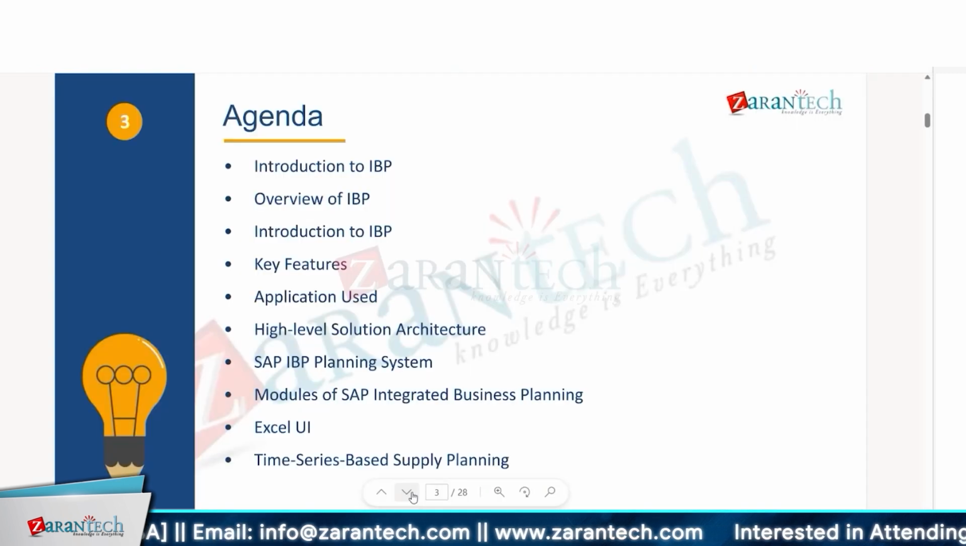Okay. Now we move on to the high level agenda for module one. Module one basically talks about the introduction of IBP, because it is extremely important for all of us to understand why IBP. Once that why question is answered in a proper way, and everybody in the organization is convinced, they will be ready to accept IBP with a broader mind. Then the overview of IBP, key features, applications used, high level solution architecture, how the IBP planning system works, and various modules within the IBP.